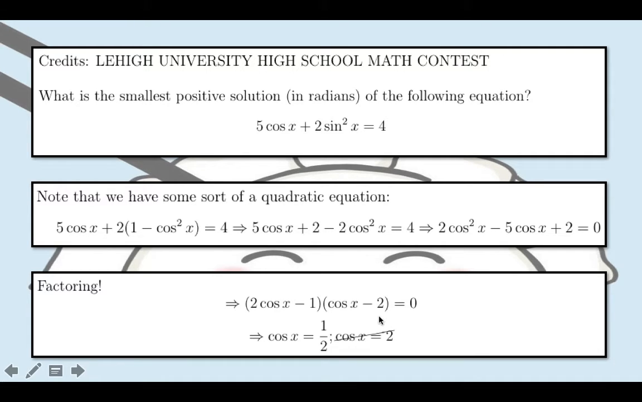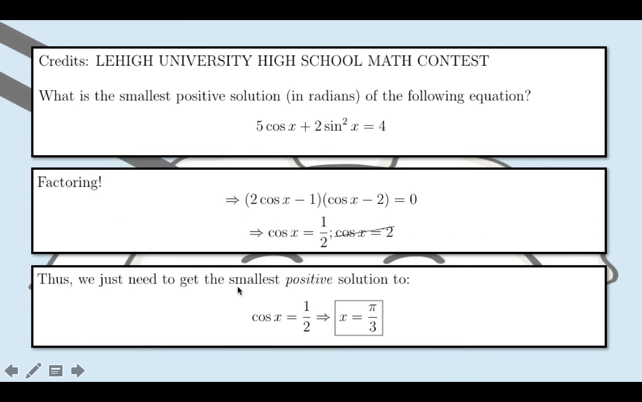Similar to what we do in algebra, we take each factor and equate it to 0. For the first case, if 2 cosine x minus 1 equals 0, then we're going to get cosine x equals 1/2. If we have cosine x minus 2 equals 0, then we're going to get cosine x equals 2. However, recall the range of the cosine function. The range of the cosine function is only from negative 1 to 1 inclusive. So cosine x equals 2 is actually an impossible value. Therefore, we would eliminate the case cosine x equals 2 and only deal with cosine x equals 1/2.